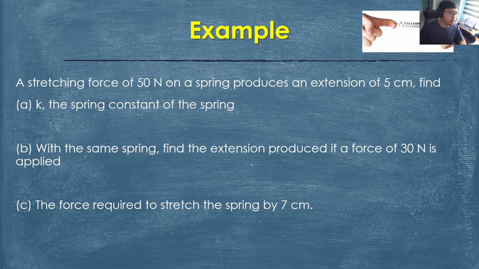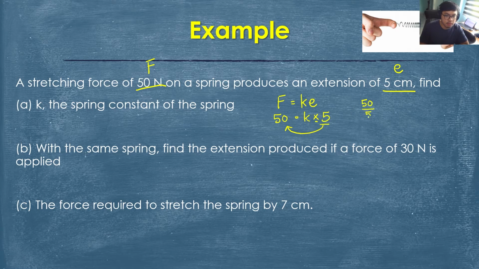So the question reads, a stretching force of 50 Newtons, so this is F for force, on a spring produces an extension of 5 cm, so that's E for extension. Find K, the spring constant of the spring. In order to do this, you need to use the formula F is equal to KE. F is 50, K we do not know, let's leave it like that, times extension is 5 cm. Then you make K the subject of the formula. In order to solve K, you have to move 5 to the other side. It's multiply, so if you move it to the other side, it becomes divide. So 50 divided by 5, that is 10. Therefore, K is equal to 10 newtons per cm. And that's the answer for the first one.